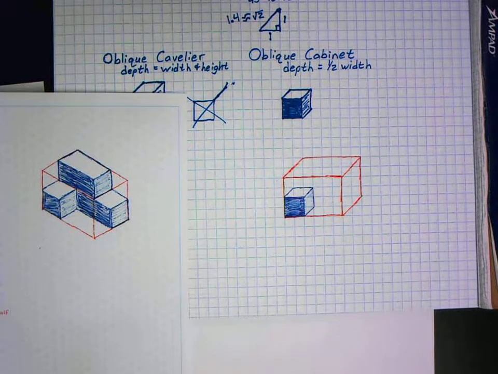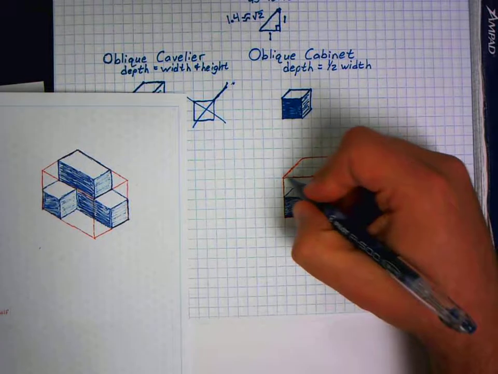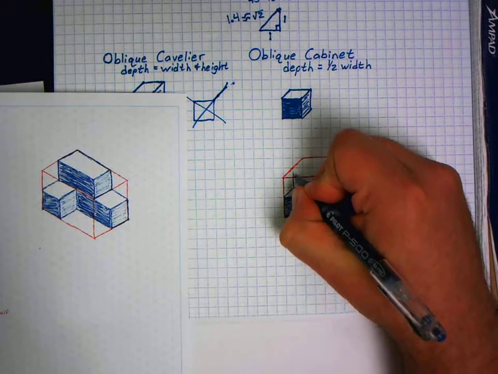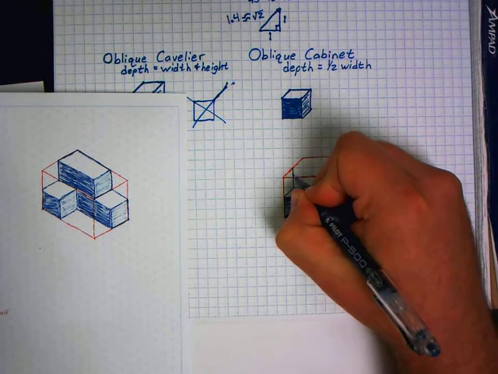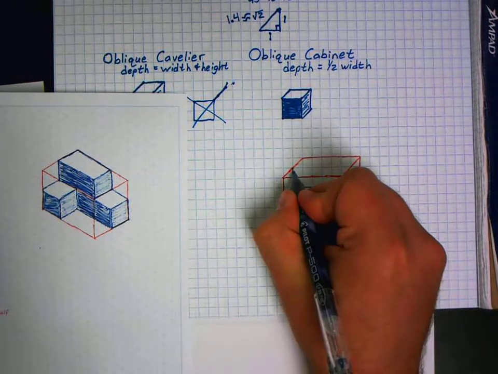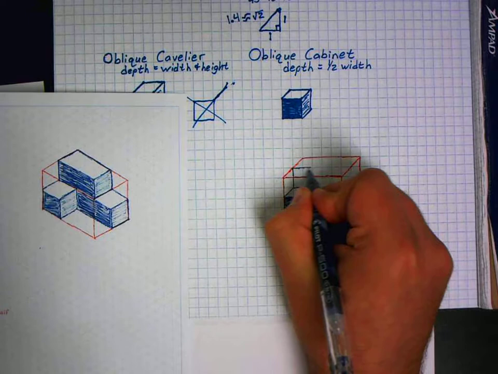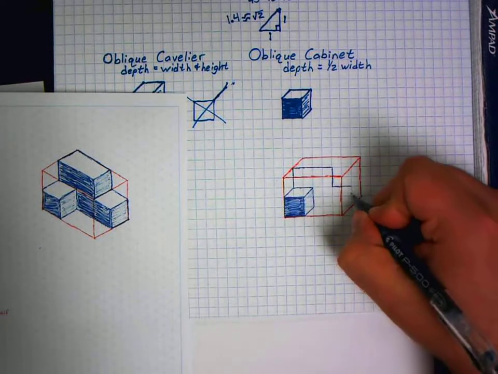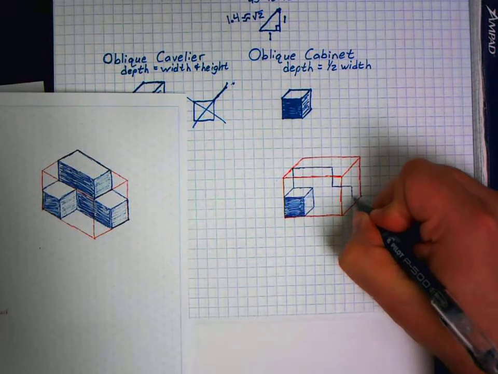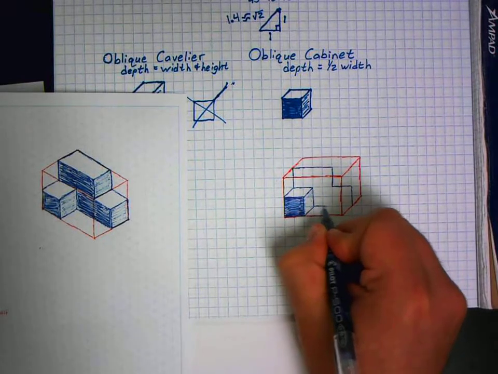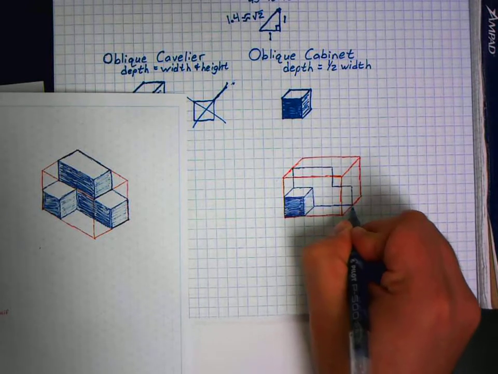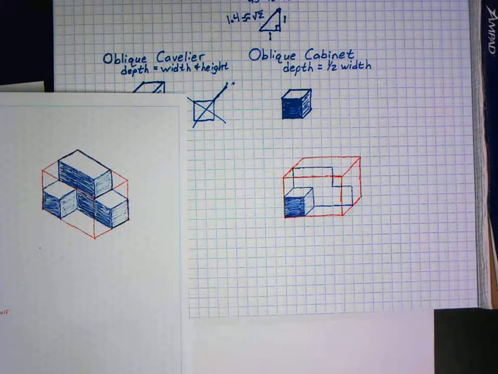Okay, so now I'm going to do this front face. Starting from here, it's up 1 block, so that's 2 squares. It goes over 2 blocks, so that's 4 squares. Down 1 block, so that's 2 squares. Down, and then I connect the bottom. So there's that front face that it connects to.